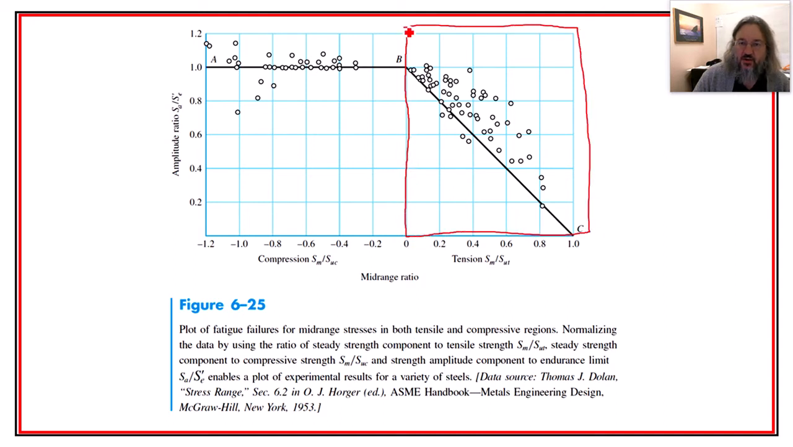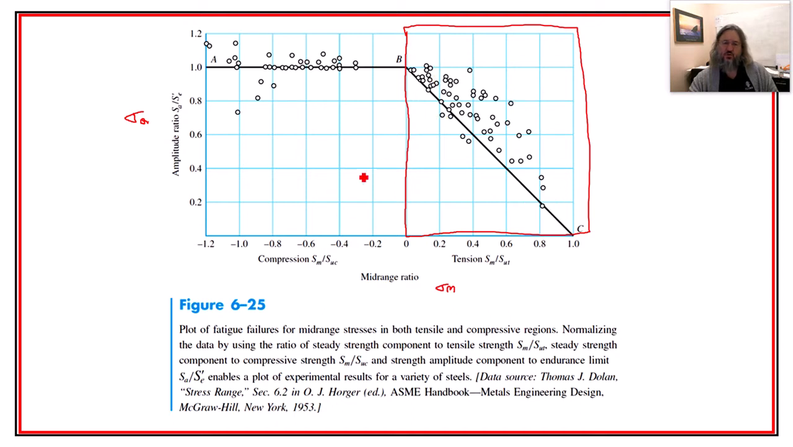But bear in mind that this graph is actually something that's been plotted, right? You could have the amplitude, so in the vertical is sigma A, and in the horizontal is sigma M, the mid-range. So that's the amplitude versus the mid-range, or the alternating versus the mid-range. And these dots represent failure. And you can see how there's this cloud right here.